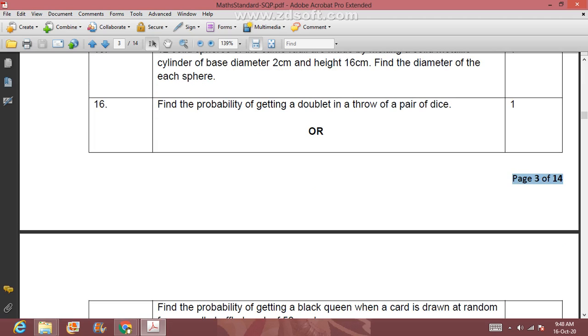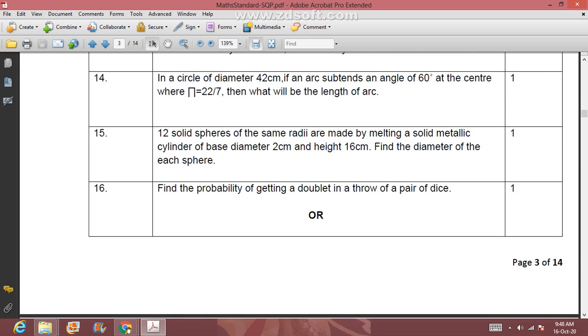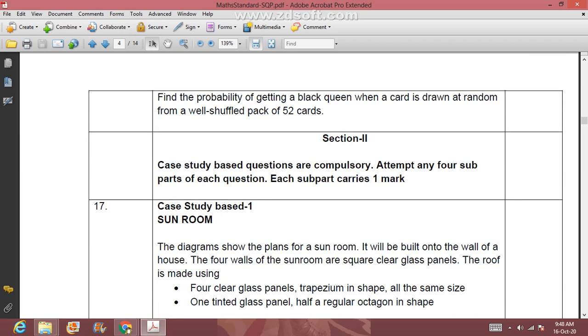The probability of getting a... okay, only one question again on the probability. The probability chapter is a very easy chapter, and in that chapter the students can score more, but again only one question is there on the probability. So here the internal choices are given for question number 1, 5, 7, 9 and 16. 5 internal choices.